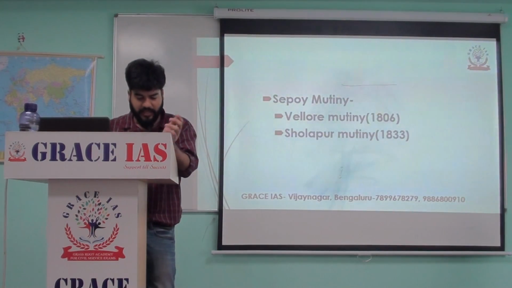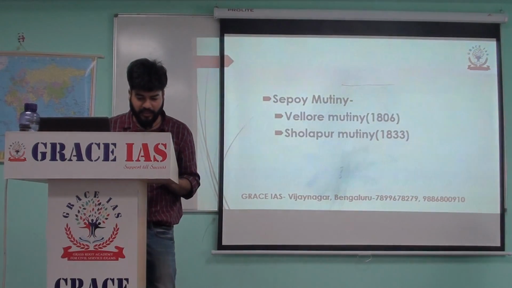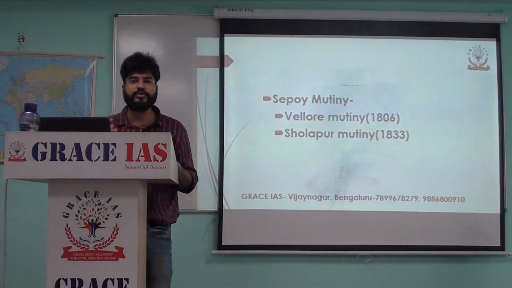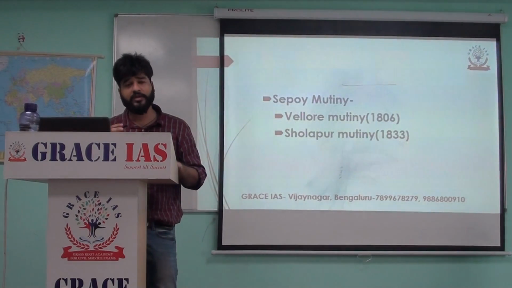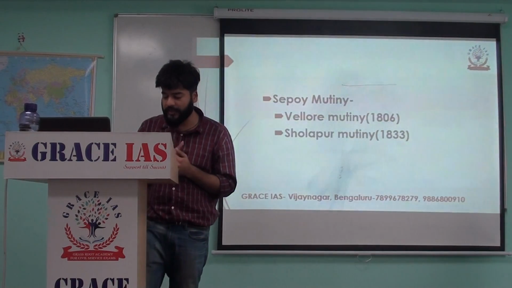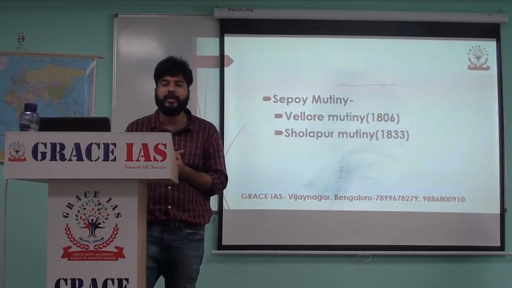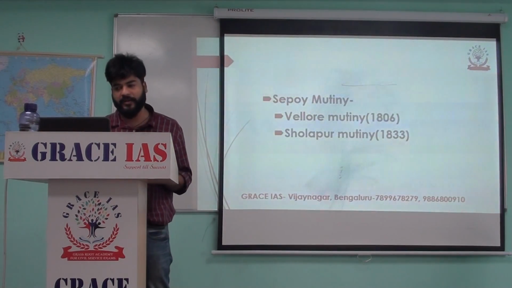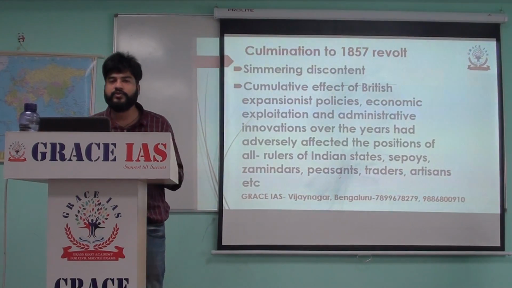So, for example, in the Vellore Mutiny, the soldiers were forced to replace the turban with a leather cockade. So this angered the soldiers and they mutinied against the government, or the Britishers. So this was the first heading.